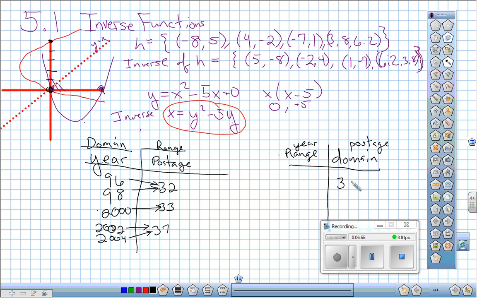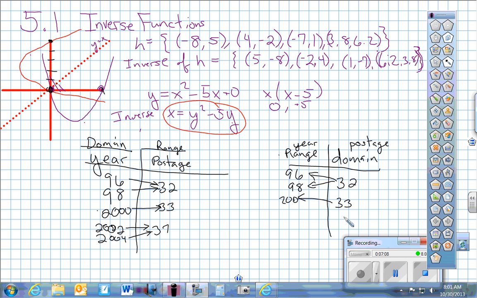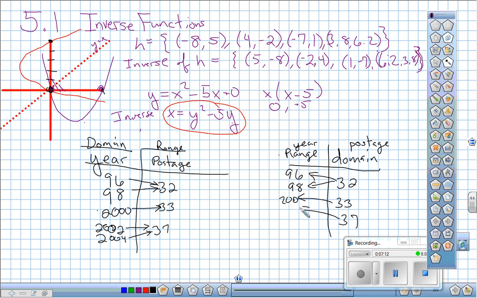It means that 32 will point to two different things. It will go to 96 and 98. 33 cents still only goes to 2000, and 37 cents goes to 2002 and 2004. Okay, if we were to look at this, this would not make a function. Okay, and that's fine. Our inverses are not necessarily always functions.